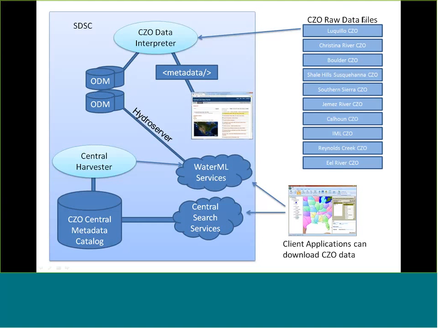So your CZO raw data files or display files are going to be registered on your server and referenced in a configuration file. The data interpreter will extract the metadata from those display files and publish that straight to the Geoportal immediately. Additionally, it's going to go into the ODM and load all that data into the ODM, which then, in turn, publishes the data as WaterML services, which can then be harvested into a centralized catalog, which then has search services.